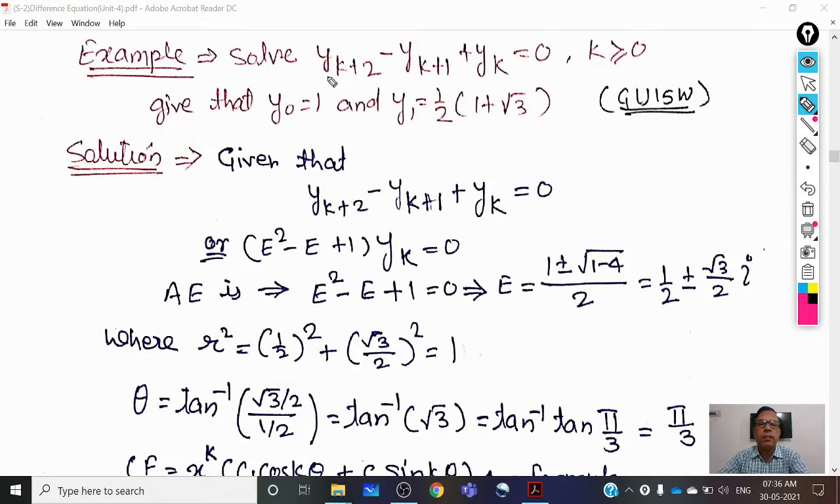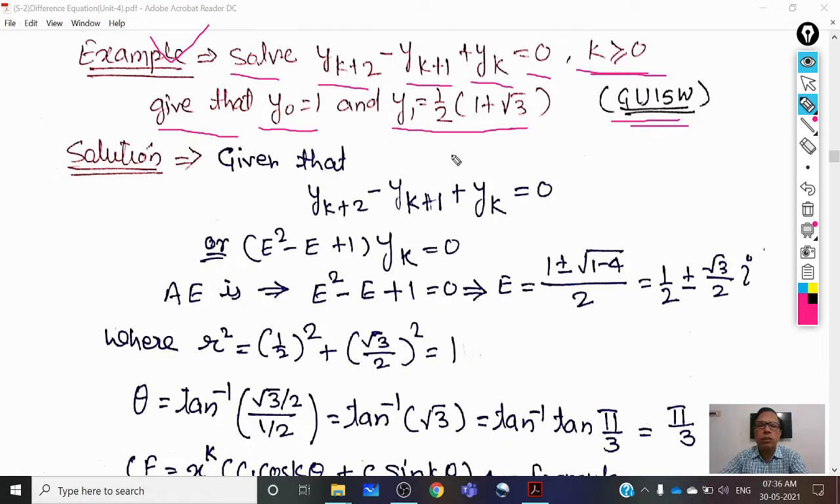So today's lecture is based on the practice questions on complementary function in difference equations. The question is: solve y(k+2) - y(k+1) + y(k) = 0, where k is a positive integer, given the boundary conditions y(0) = 1 and y(1) = (1 + √3)/2. This is a previous year examination question. So how to solve this question?